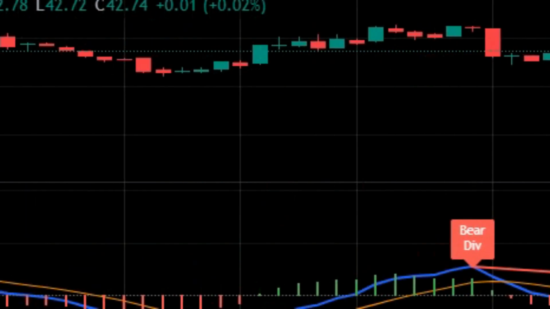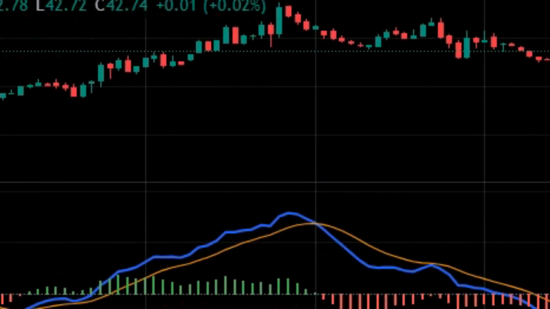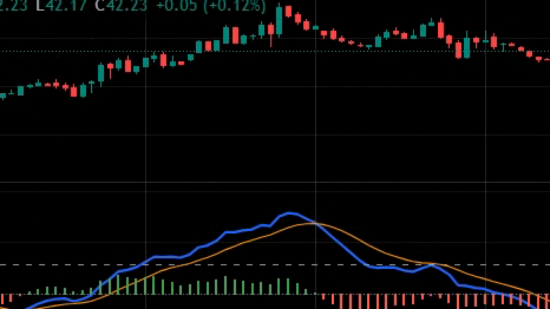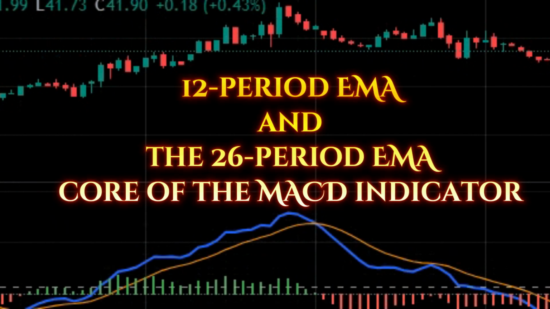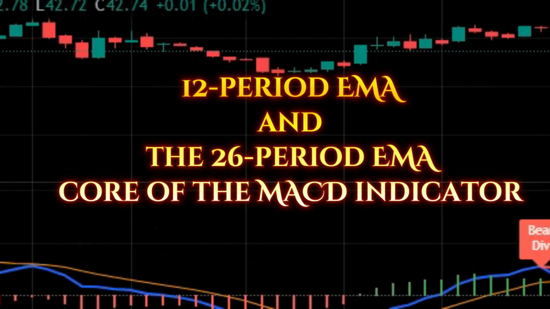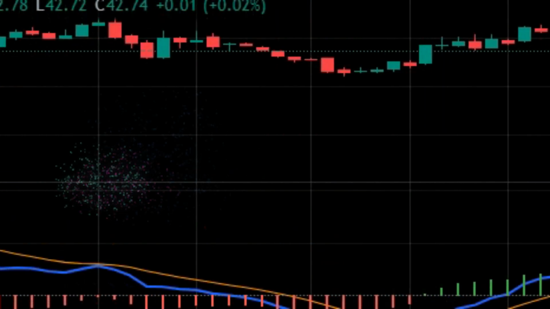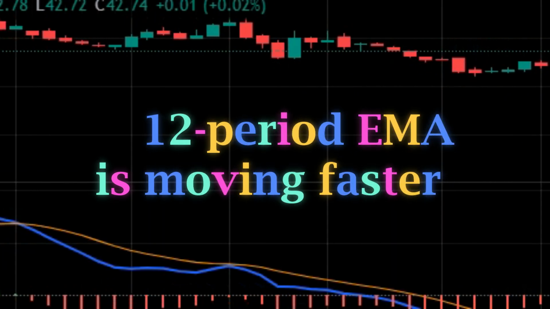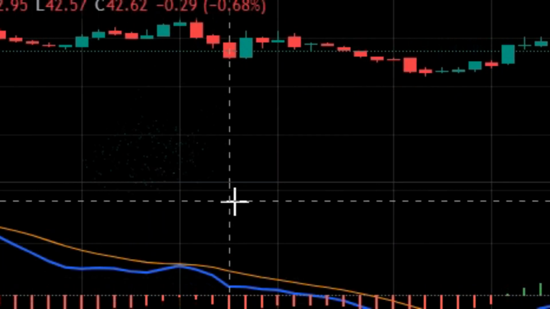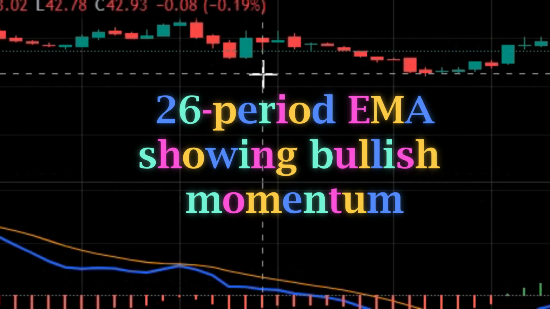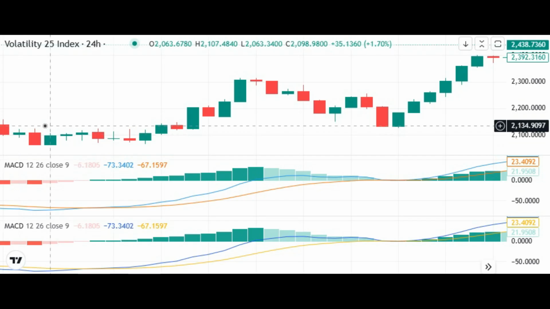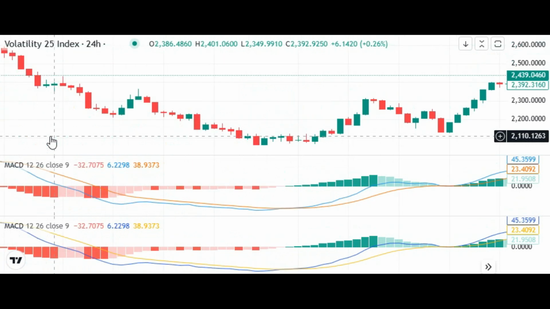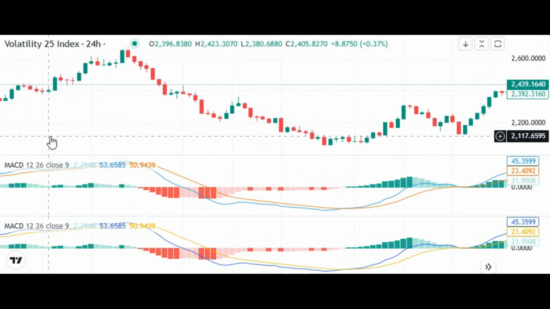The MACD line. The MACD line is the difference between the 12-period EMA and the 26-period EMA. This line is at the core of the MACD indicator. A rising MACD line indicates that the 12-period EMA is moving faster and is above the 26-period EMA, showing bullish momentum. Conversely, a falling MACD line indicates a bearish market, as the 12-period EMA is below the 26-period EMA.